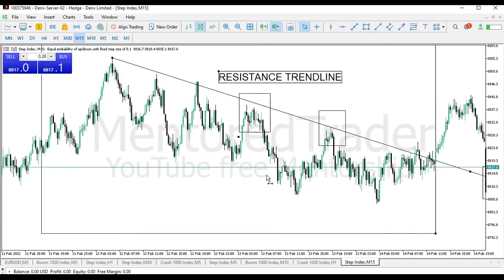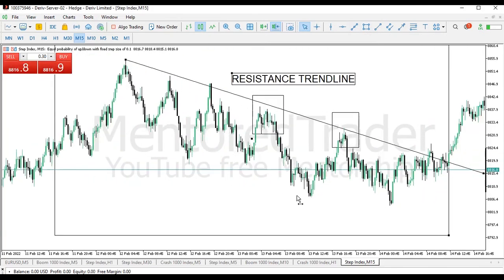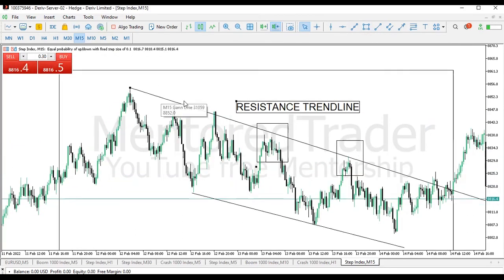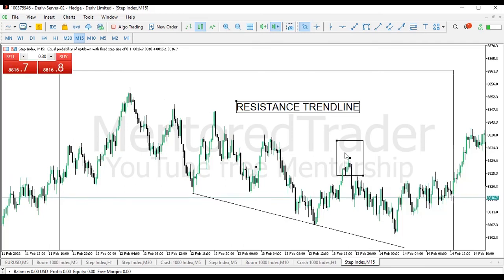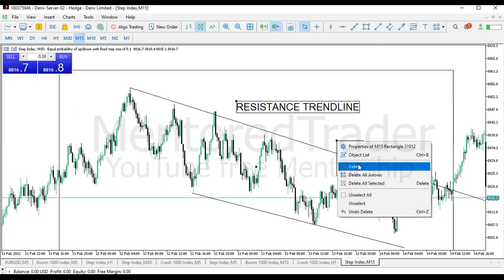And the one we saw earlier was a support trend line. Support trend line, we put below the wicks. Resistance trend line, we put above the wicks. Let me replace this box. I can take arrows, future boxes. Sorry about that.